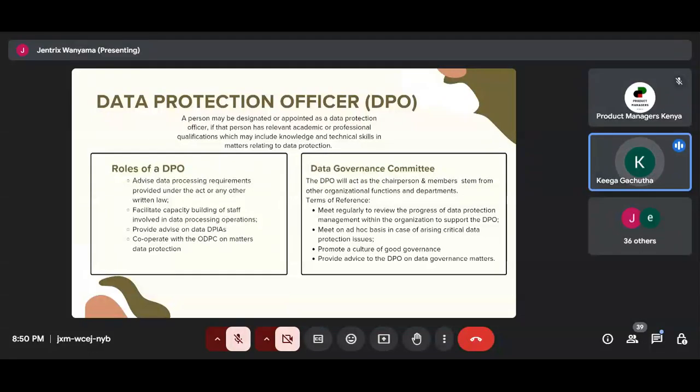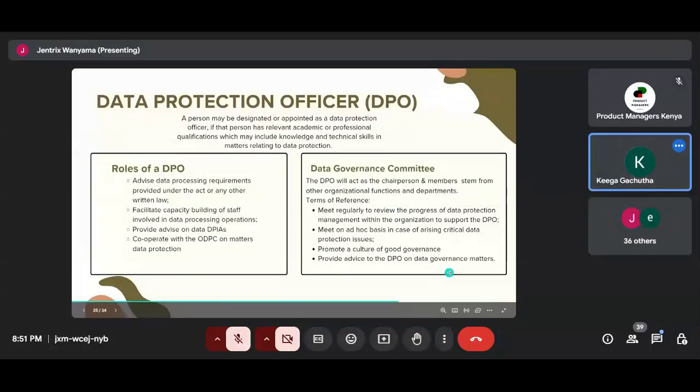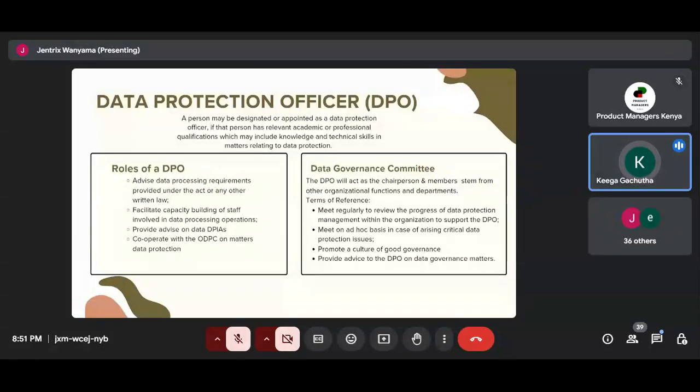At the same time, an organization also ought to have a data governance committee, and the DPO is going to act as a chairperson, and the members shall stem from the relevant departments from the organization, depending on how your specific organization is organized. Essentially, the role of this governance committee is dealing with any incidents and breaches that occur. They also have an obligation of maintaining data protection policies and a culture of good governance. And lastly, they can provide advice to the DPO on matters relating to data privacy.